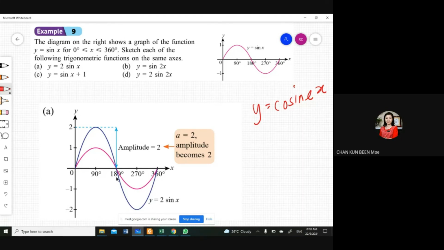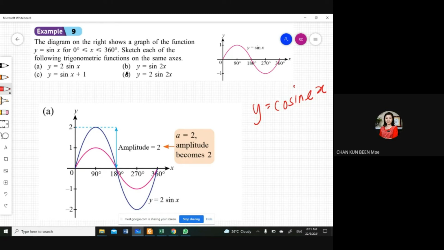So the pink one is the original one. When you draw the graph, it's up to you. You can draw out the original one as a guidance so that you can draw the correct answer. If you directly know the correct answer, you want to draw the answer directly, yes, you can go ahead. So this is y equals 2 sine x. Now this one is simple.